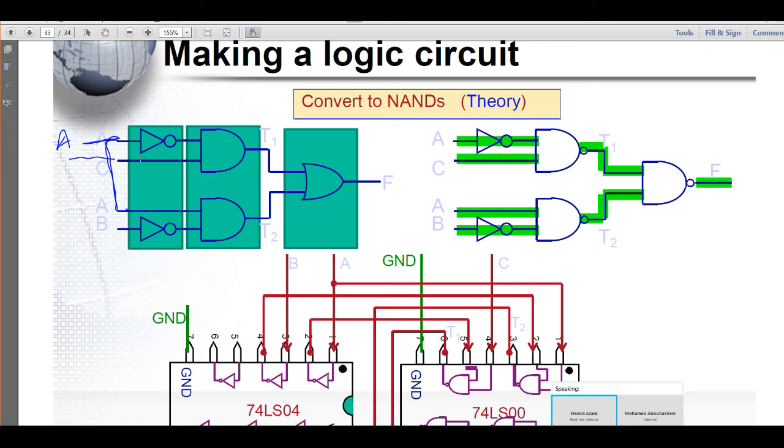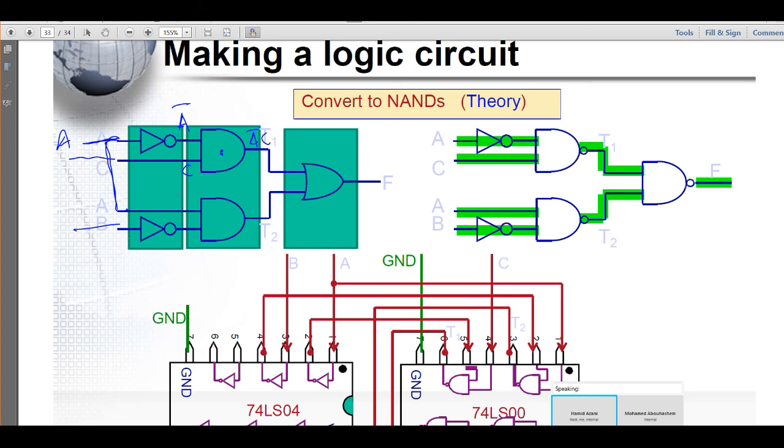And C will be given to this input, and B to that input. So after, here we'll be having A bar, and here we'll be having C. So this is an AND gate. We'll end up here with A bar and C.